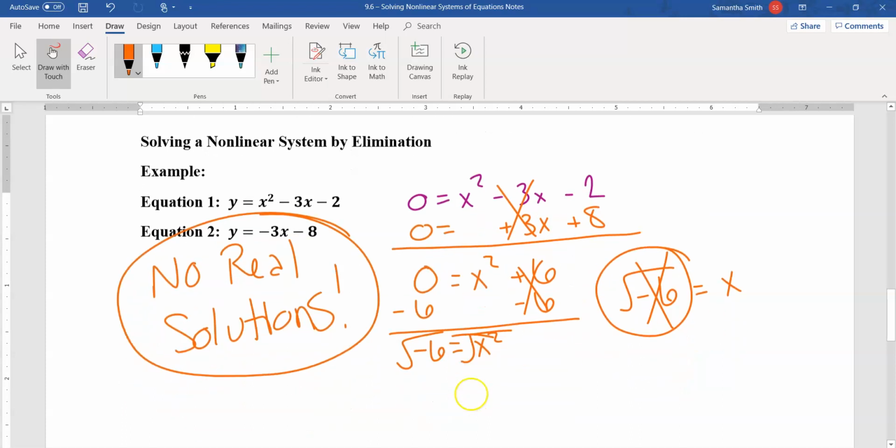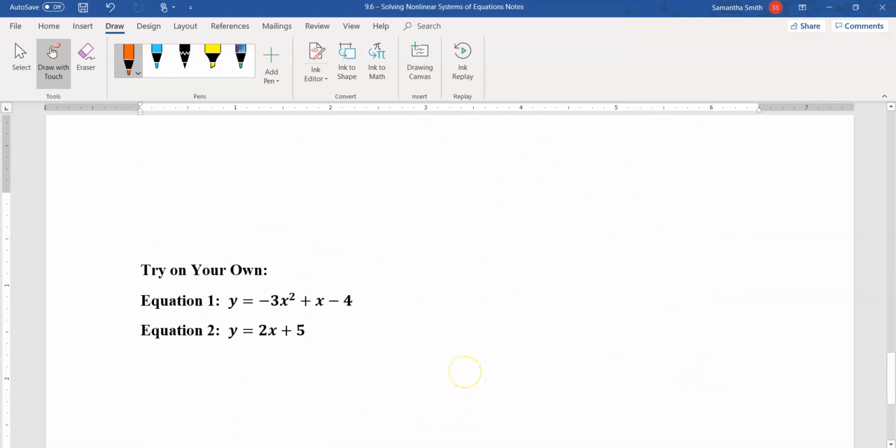Okay? So, I want you to try one on your own, using the same process of elimination. Okay? So go ahead and pause and try this one on your own. Okay, welcome back.